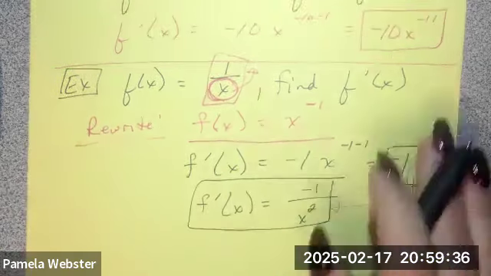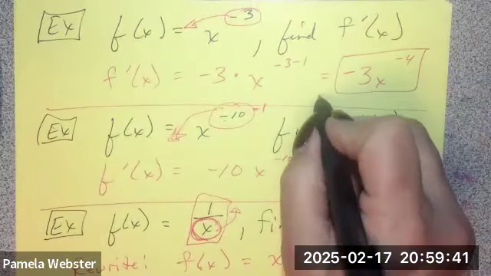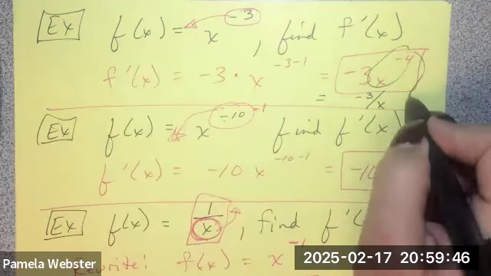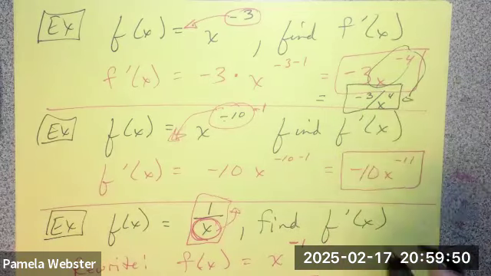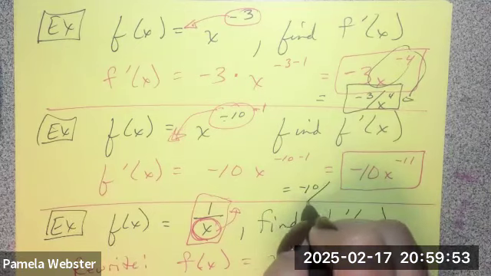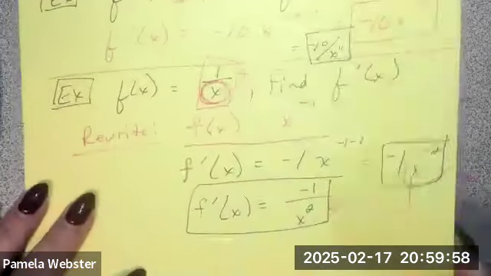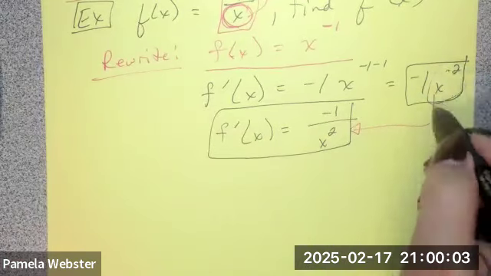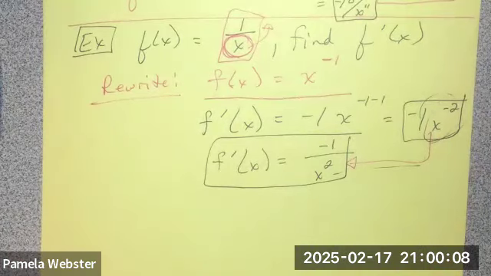By the way, these things up here could have been written on the bottom, right? This could have been negative 3 over x to the, when I move this to the bottom, it changes the sign on that exponent, makes it positive. This is negative 10 over x to the positive 11th. Same thing's going on here. We got negative 1 x to the negative 2, but if we want positive exponents, we can move it to the bottom. So remember that the negative exponent rule works both ways.